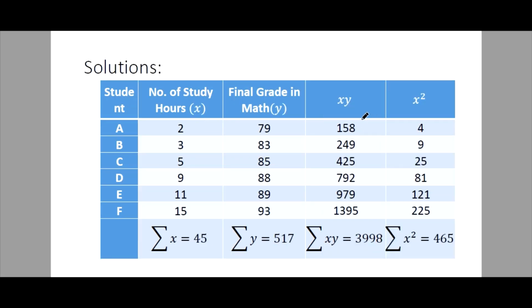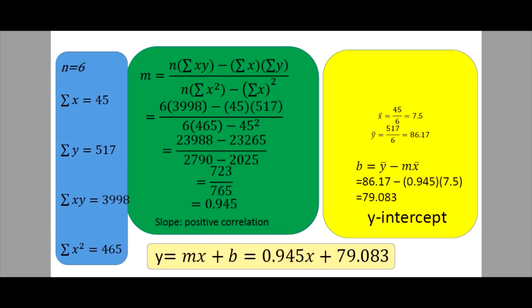So we have this. So xy, we have 2 times 78, we have 158. 3 times 83, we have 249. 5 times 85, we have 425, and so on. Then for the x squared, take note only the x, square the x. So 2 squared is 4, 3 squared is 9, 5 squared is 25, and so on. And then last, get the sum of each column. So you have this, and then you substitute these values on the formula.